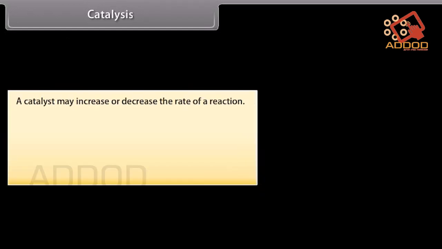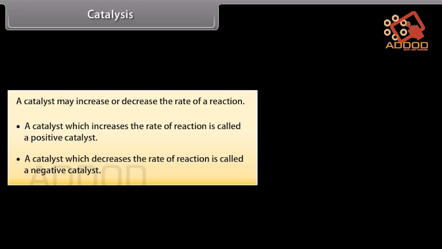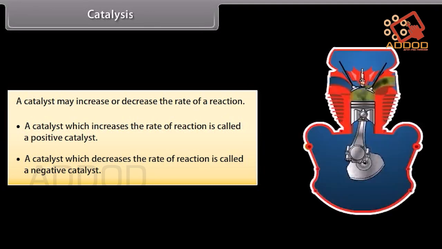A catalyst may increase or decrease the rate of a reaction. A catalyst which increases the rate of reaction is called a positive catalyst. For example, decomposition of KClO3 in presence of MnO2. A catalyst which decreases the rate of reaction is called a negative catalyst. For example, tetraethyl lead is added to petrol to prevent knocking of the engine.